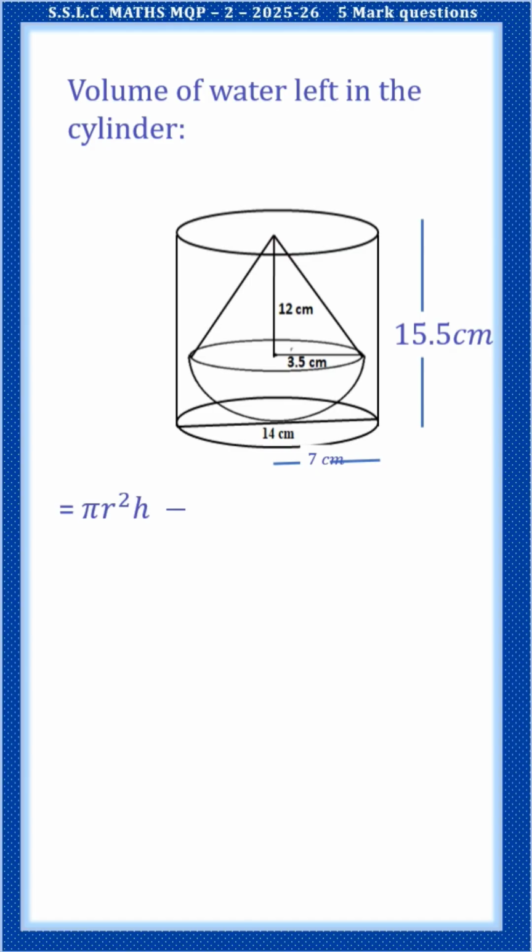Volume of water left in the cylinder is equal to volume of cylinder, that is pi r square h, minus volume of the toy. Volume of the toy is volume of cone plus volume of hemisphere. Volume of cone is 1 by 3 pi r square h. Volume of hemisphere is 2 by 3 pi r cube.